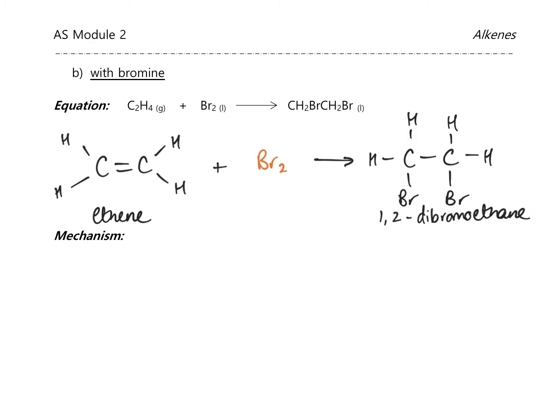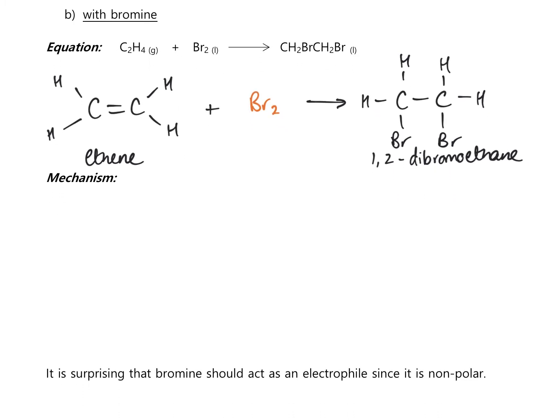And actually that molecule would be colourless. And that's actually the test for alkenes, which we'll look at in just a second. So the colour of bromine would disappear. So let's have a look now at the mechanism, and then we will talk a little bit about why this is a little bit surprising, a little bit strange.